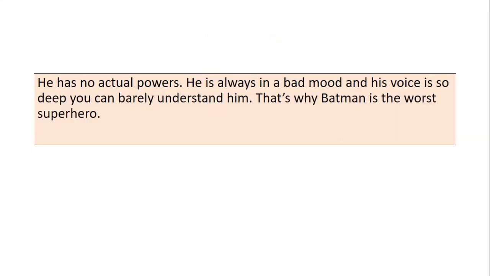Right, here's another example for you to do. He has no actual superpowers. He is always in a bad mood, and his voice is so deep you can barely understand him. That's why Batman is the worst superhero. I'd like you to create an argument diagram using the process from the previous example for this argument. It looks familiar. That's because we used that argument before for our standard form lesson. So pause the video and then I'll explain.